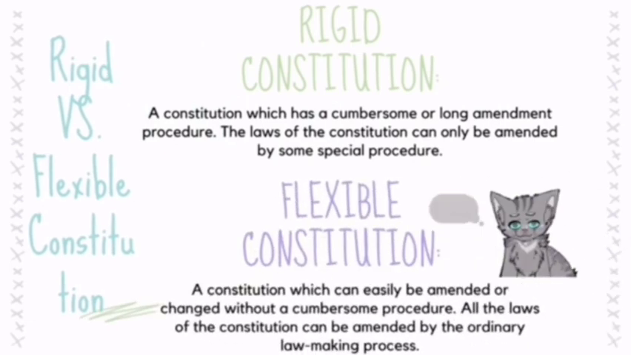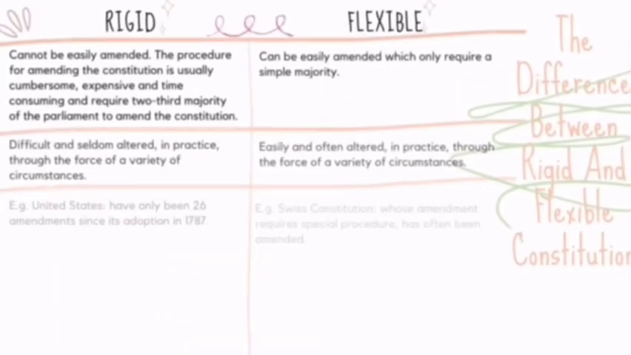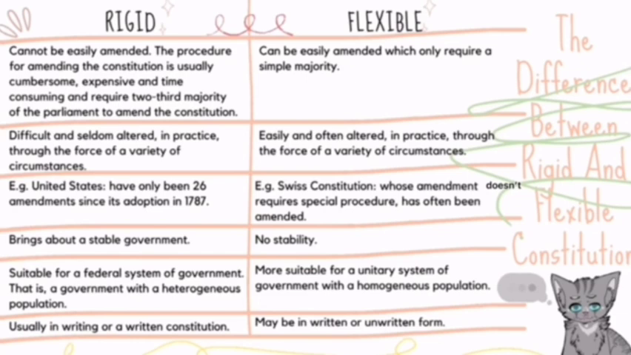Let's take a look at the rigid and flexible constitution. Rigid constitution is a constitution which has a cumbersome or long amendment procedure. The laws of the constitution can only be amended by some special procedure, while flexible constitution is a constitution which can easily be amended or changed without a cumbersome procedure. All the laws of the constitution can be amended by the ordinary law-making process. So, what is the difference between rigid constitution and flexible constitution?